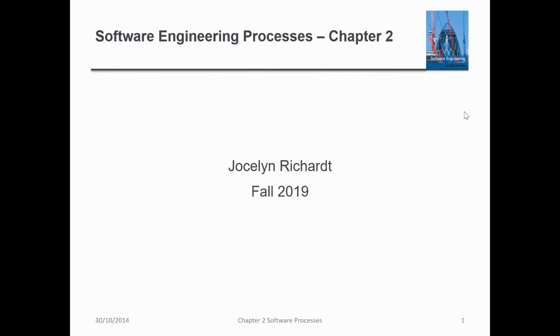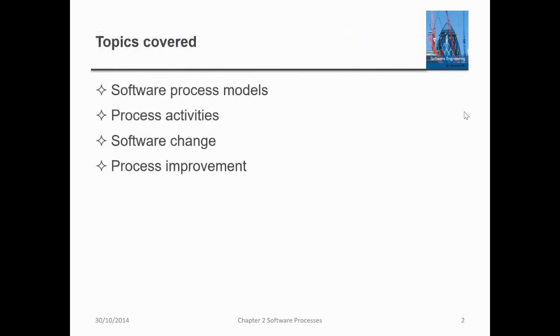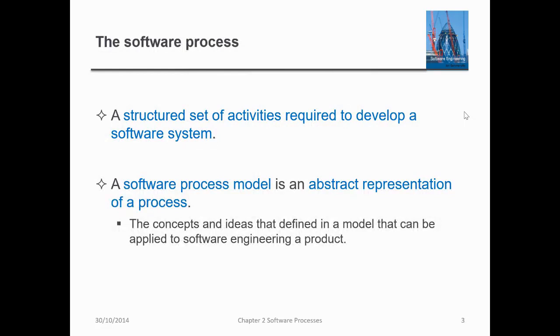Our topic is software engineering processes, and that relates to chapter 2 in your book. We're going to talk about software process models, process activities, software change, and process improvement today. So what is a software process? It's a structured set of activities that you use when you're developing software.